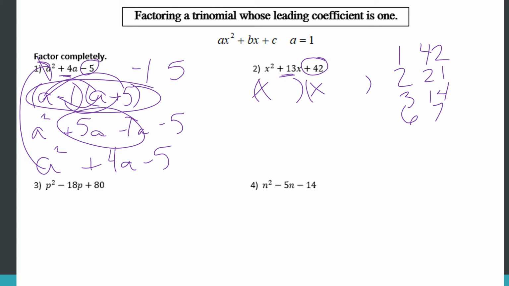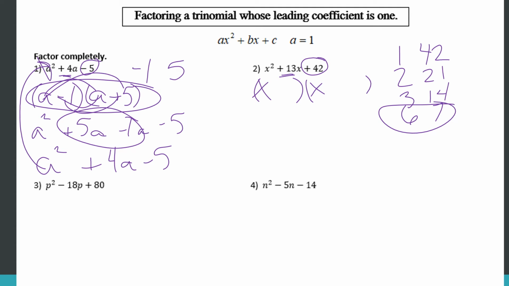One of these sets gives me that positive 13. So 1 and 42, they don't add or subtract to give me that. 2 and 21, don't add or subtract to give me that. 3 and 14, we're getting a little bit closer here. If I add them, I get 17. If I subtract, I get 11. Okay, but that doesn't work out.